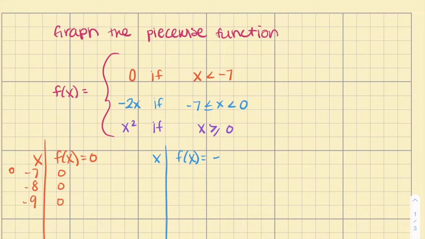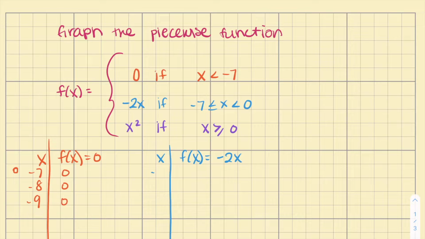f(x) = -2x. At -7, it will be 14 with a closed dot because it will be equal to. -6 would be 12. -5 would be 10, all the way up until 0, which will be 0, and that will be an open dot.